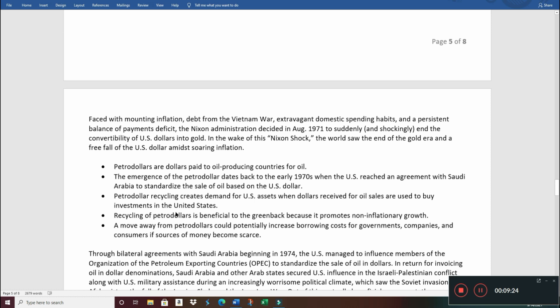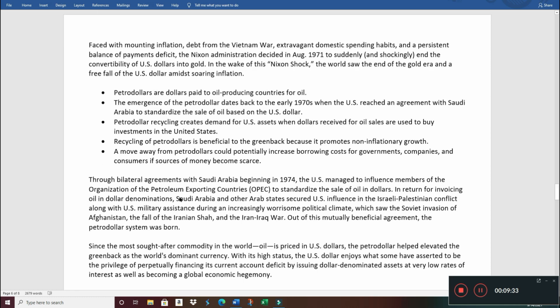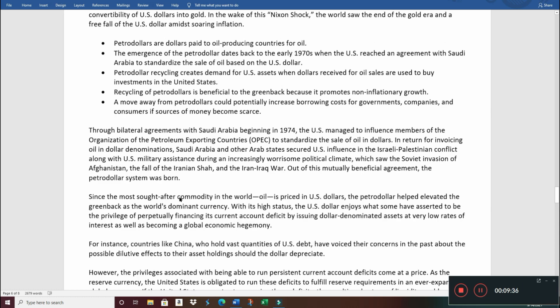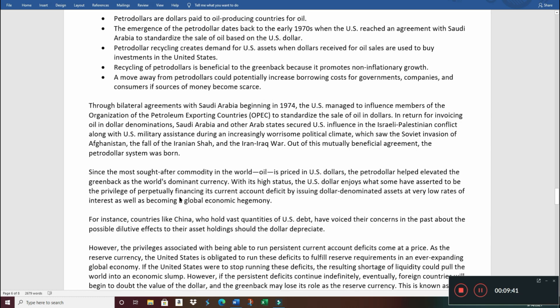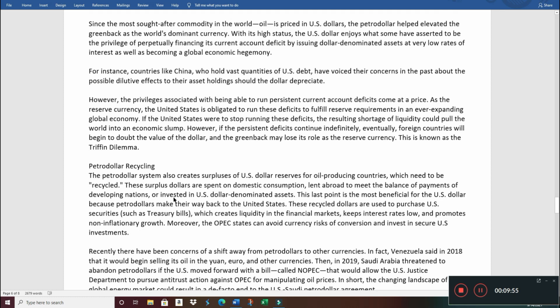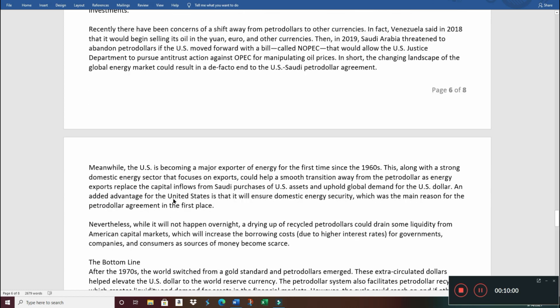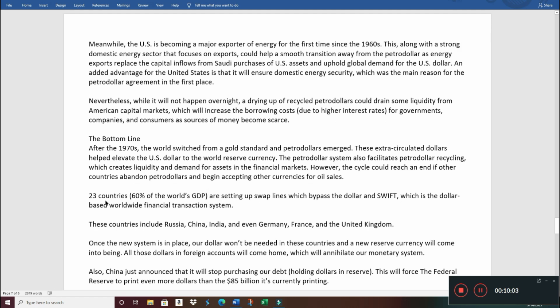And so this has been going on for 50 years roughly, and we're kind of having some problems where these countries are now bypassing the petrodollar. We have countries like China that are now trading, rather than using US dollars, they're using gold or other things. And it's a problem because we're not getting the benefit anymore like we did. And in fact, there's somewhere in here, I'm kind of skipping through this right now. There was, 23 countries are setting up swap lines which bypass the dollar and SWIFT.